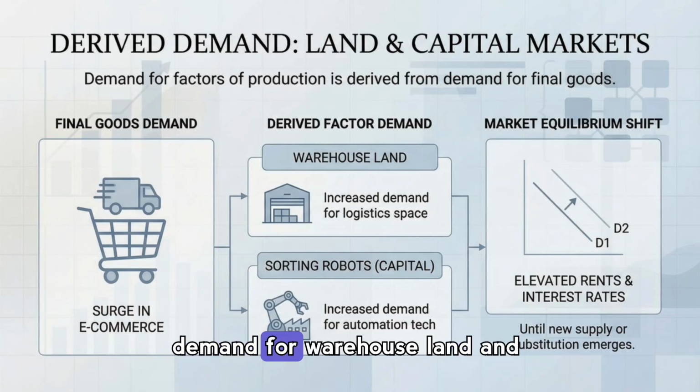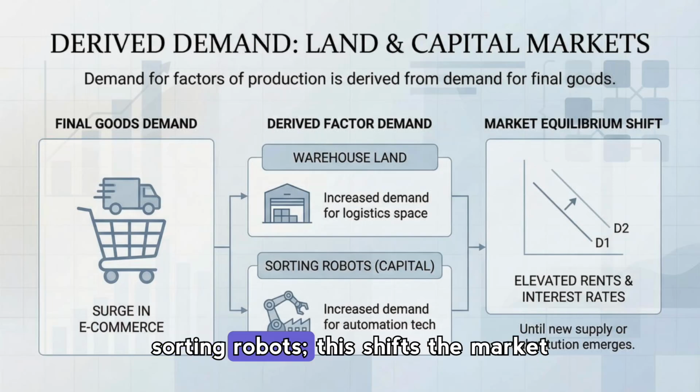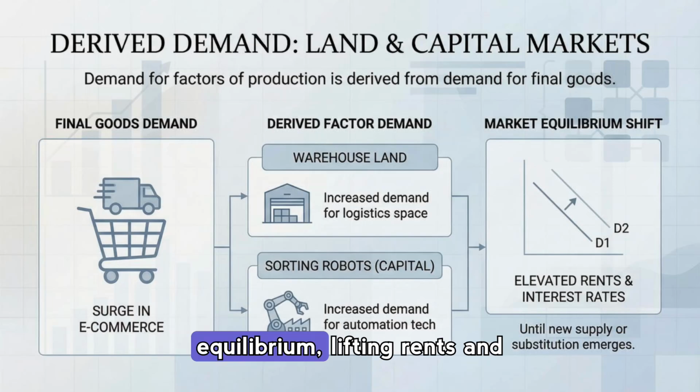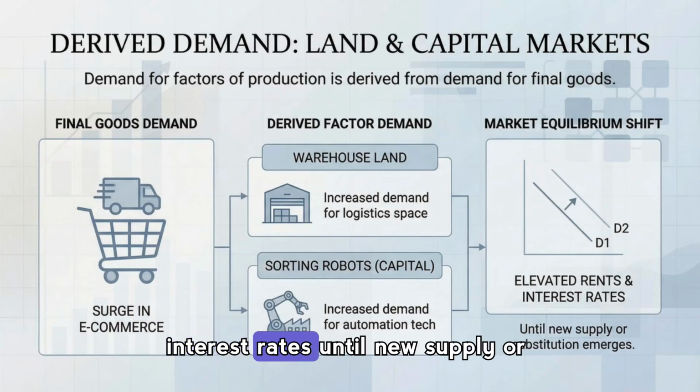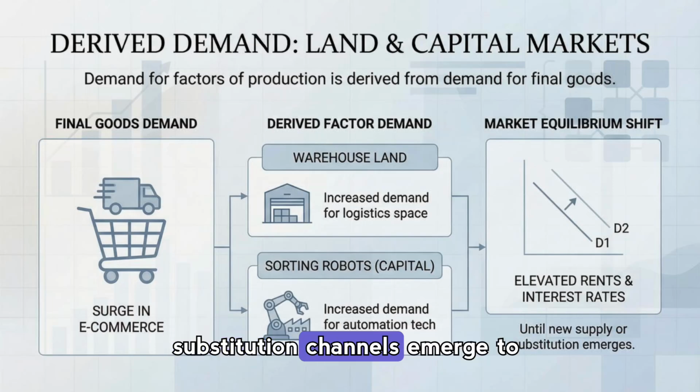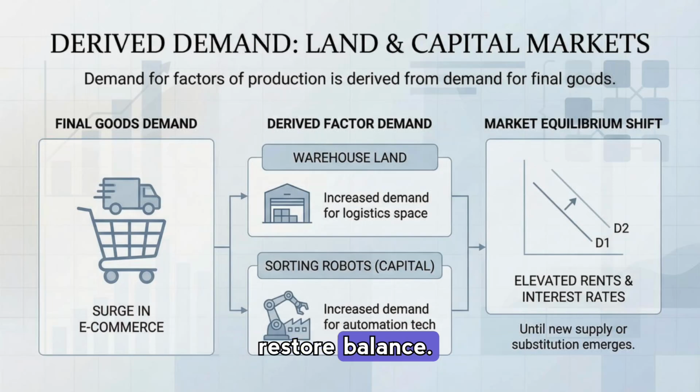Derived demand means factor markets respond to demand for final goods, illustrated by an e-commerce surge that increases demand for warehouse land and sorting robots. This shifts the market equilibrium, lifting rents and interest rates until new supply or substitution channels emerge to restore balance.